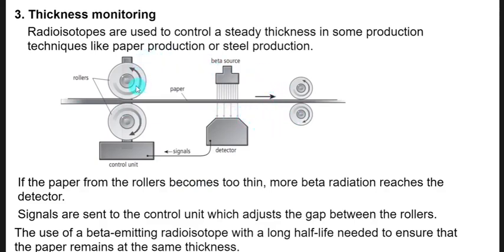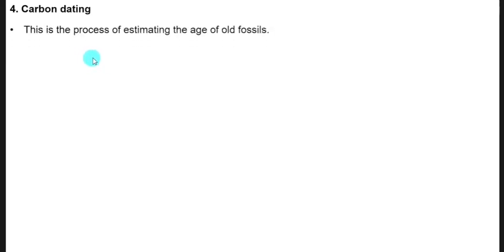So another use of radioactive material is in carbon dating. Carbon dating is the process of estimating the age of old fossils. So how does this work?